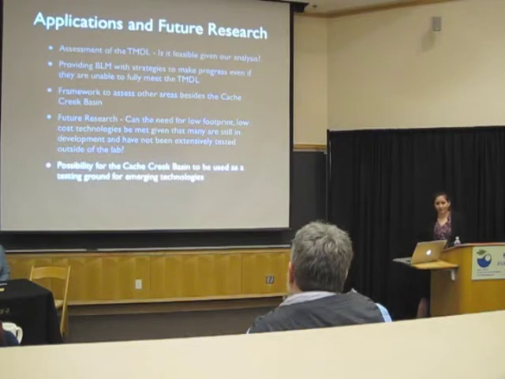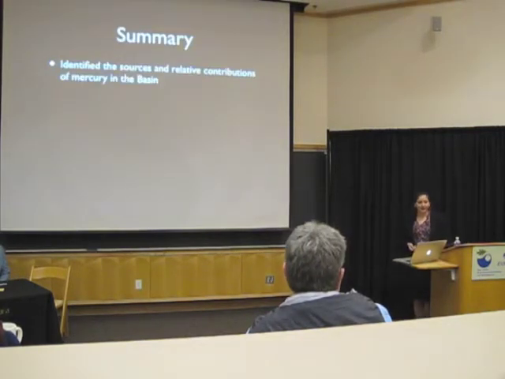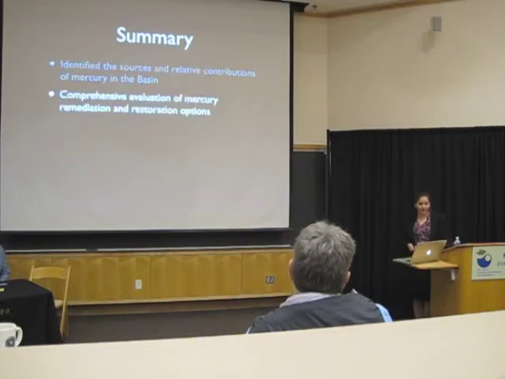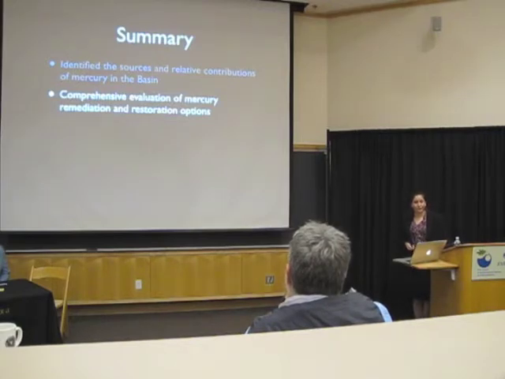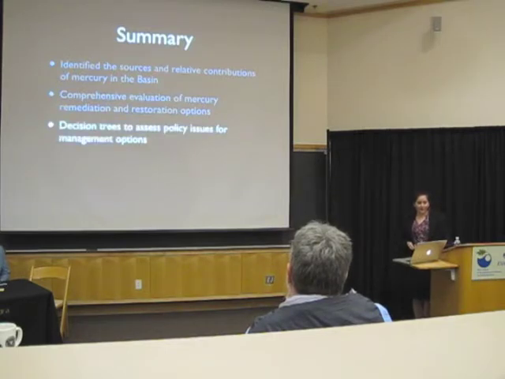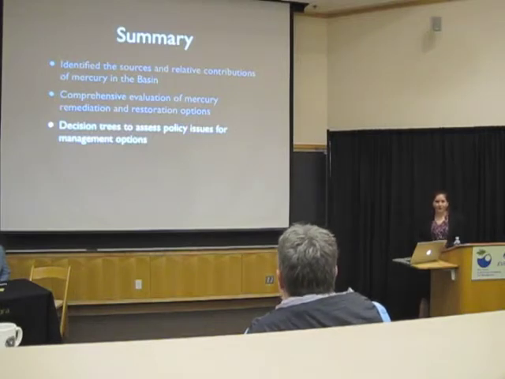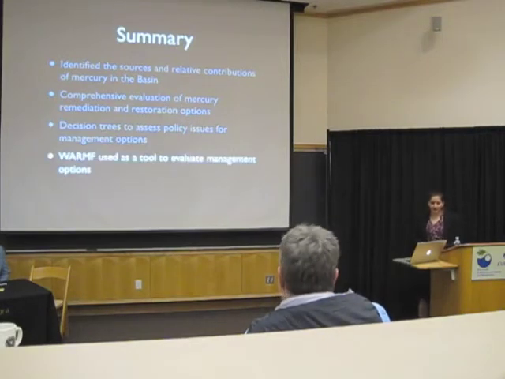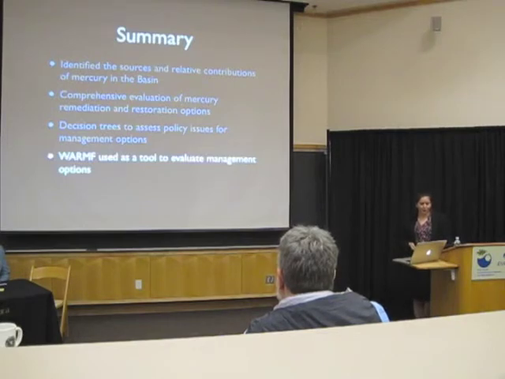So in summary, we've identified the sources and relative contributions of mercury in the basin using our watershed model. We've done a comprehensive evaluation of mercury remediation and restoration options, looking at their cost, effectiveness, and time frame. We've made decision trees to not only look at remediation actions, but also assess policy issues that may affect their implementation. And then we've implemented WARF, our watershed model, to evaluate these management options and see how they may help to meet water quality objectives downstream.